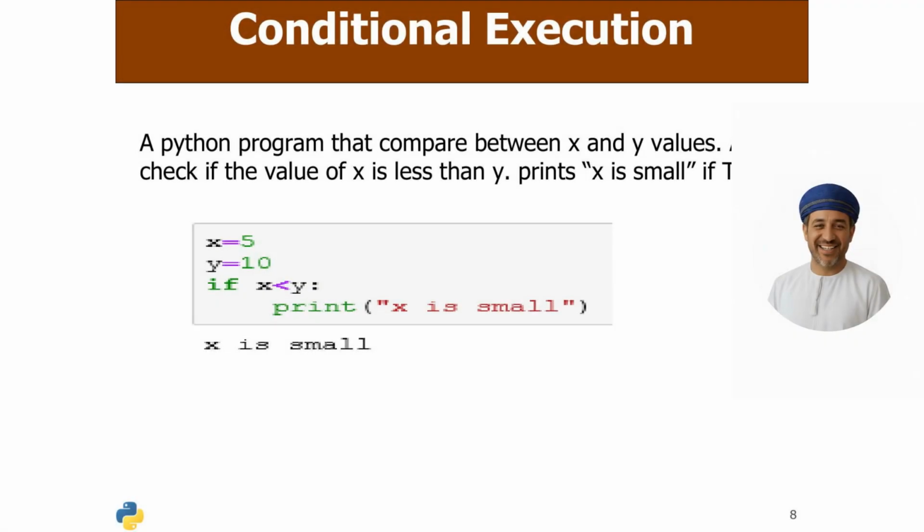In Python, conditional execution allows us to compare values. For instance, if we have variables x and y, we can check if x is less than y. If this condition is true, the program will print x is small. This demonstrates how conditional statements control the flow of a program based on specific conditions.